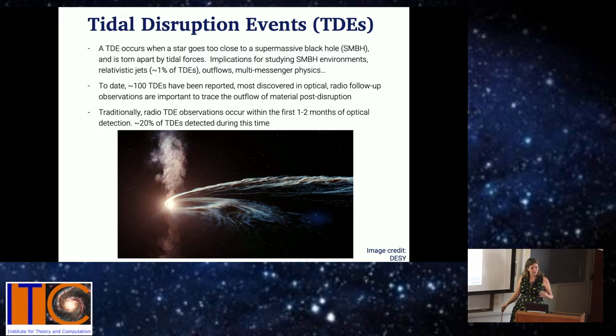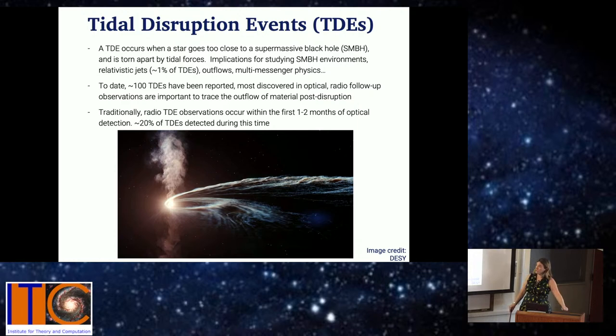In about 1% of TDEs, we see these relativistic jets. You have these outflows that you can study, as you can see in this picture, which I'm going to talk about a lot more in this talk. And there's even potential multi-messenger physics. Some people think there might be neutrino associations with these TDEs. To date, about 100 TDEs have been reported. Most of them are discovered by optical surveys looking for supernovae, and then we follow up in the radio. The radio follow-up is important because we can trace these outflows of material as they go out, interacting with their surrounding environments.